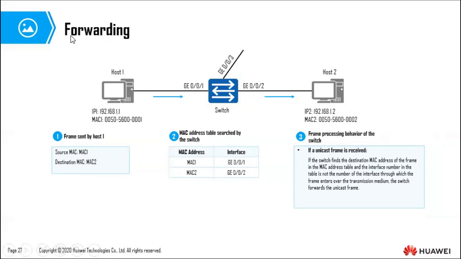Host 1 wants to send a frame to host 2, so the destination MAC address will be MAC 2. Switch receives it, checks the MAC address table, finds, oh, MAC 2 is here. So if MAC 2 is here, let me send this frame out through this interface only. And therefore it will send it out through that interface only. So that's what we call forwarding. And lastly, we have discarding.